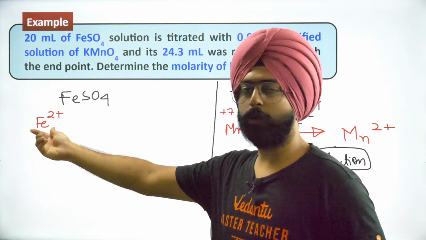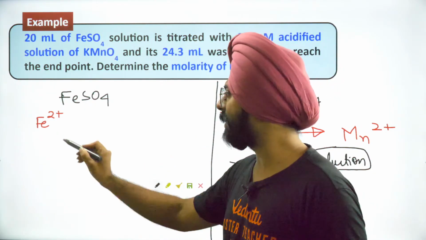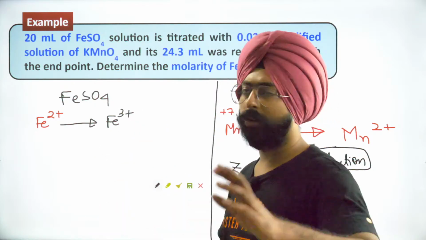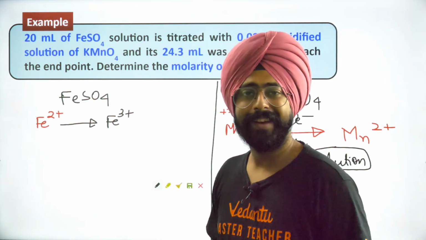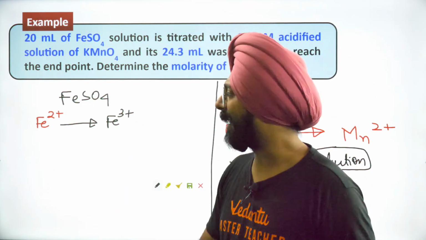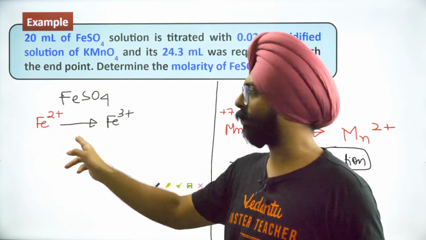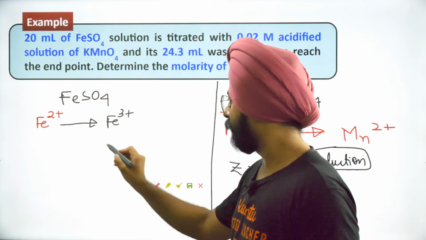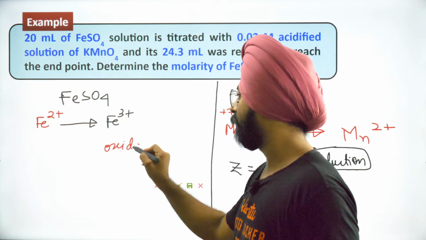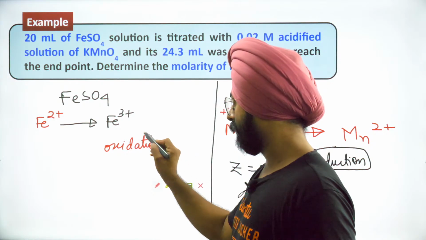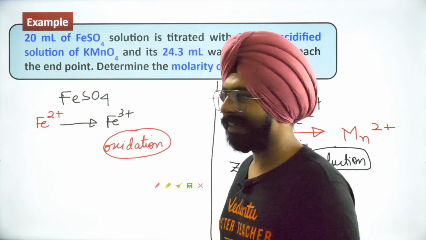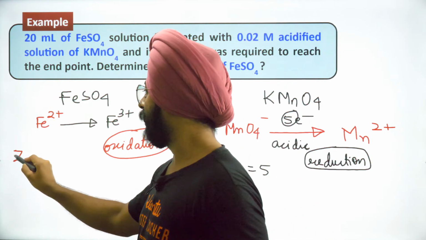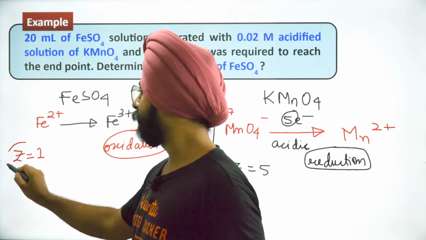Where can Fe2 positive go to oxidize itself? Obviously, it has to go towards Fe3 positive. Have you ever heard of Fe5 positive? No. Is there any other option? Iron 2 positive will go to iron 3 positive. That's the only option it has to become oxidized. So this is your oxidation process. And the fun thing is, it's just a 1 electron process, isn't it? So the valency factor over here is equal to 1.